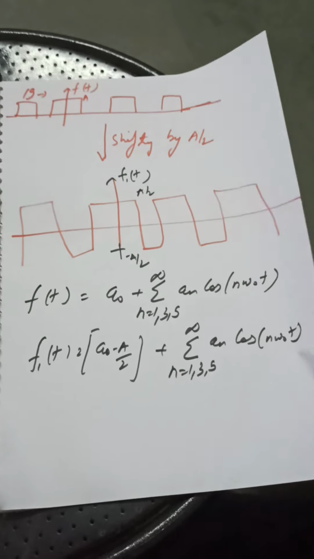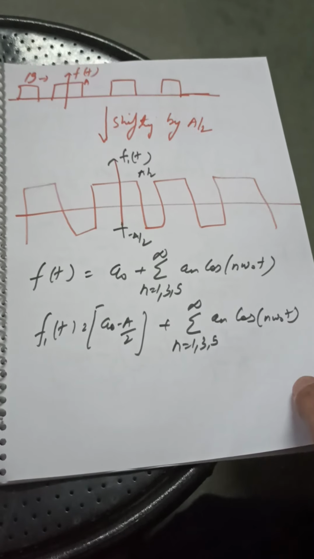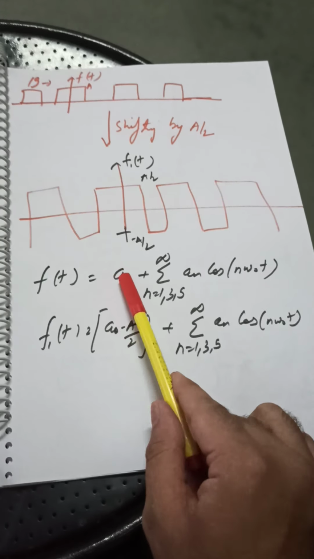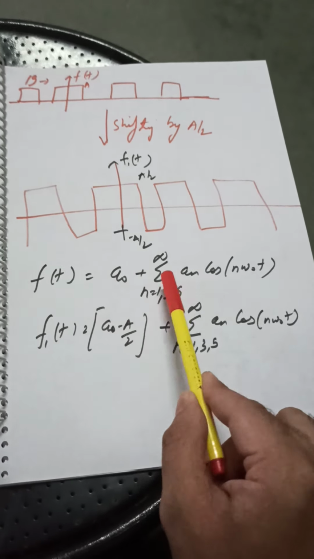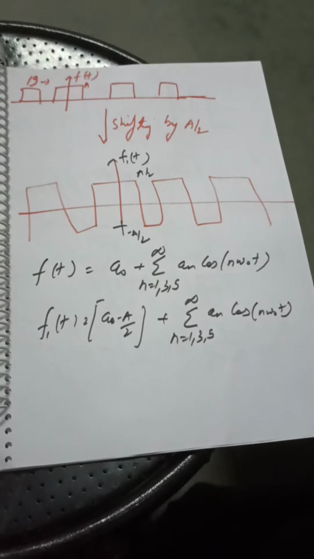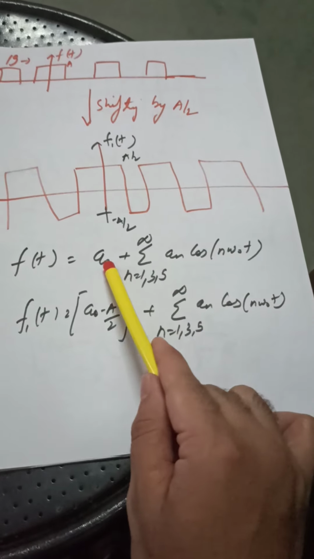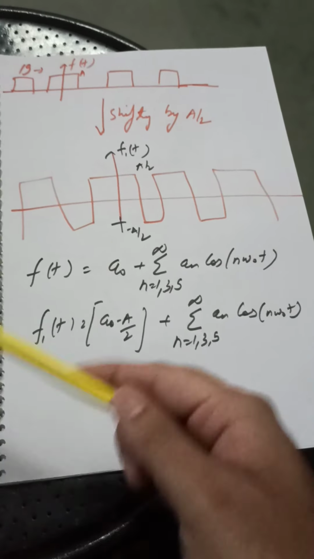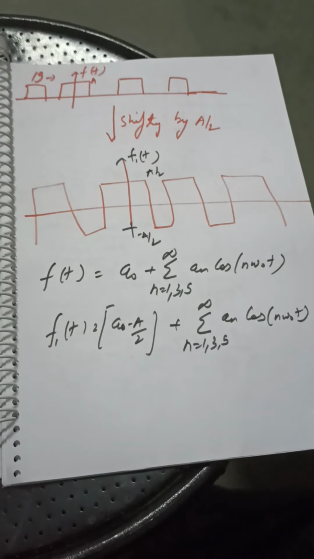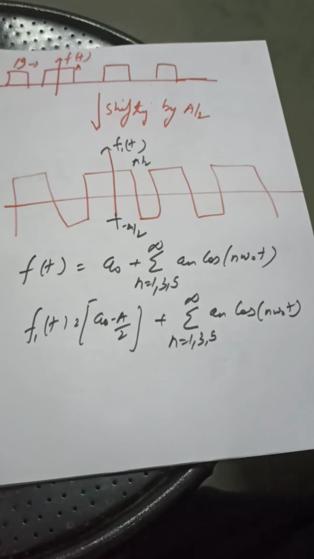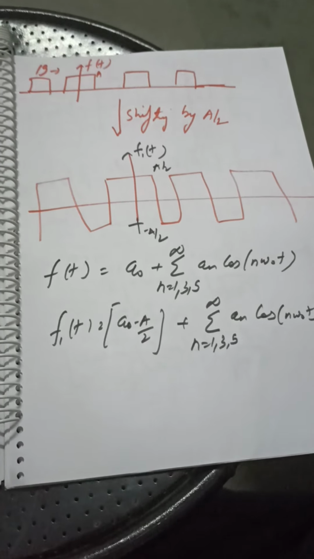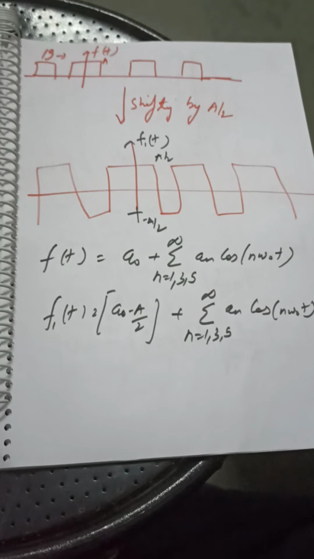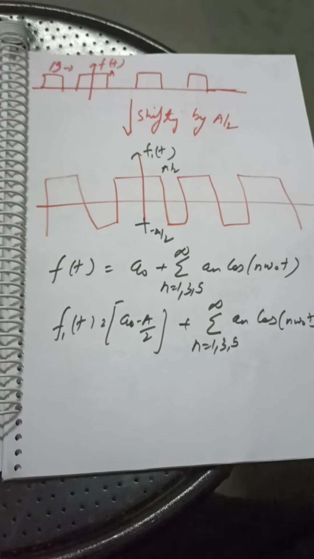Okay. Now have a look at this. f of t can be expressed with the help of Fourier series as a naught plus summation n equals 1 to infinity a n cos of n omega naught t. Very good. Where a naught is the average value. As this signal is an even signal, we can straight away say that the b n coefficients will be absent or missing. The b n terms will be missing.